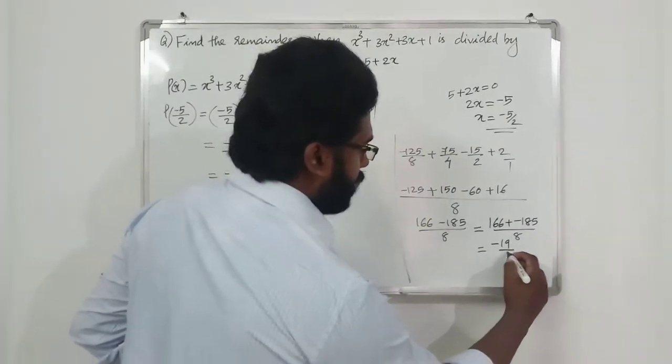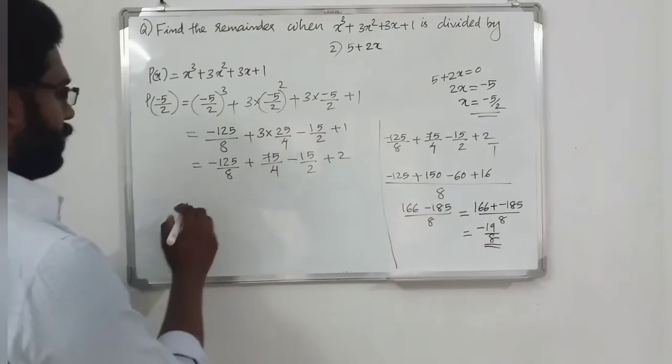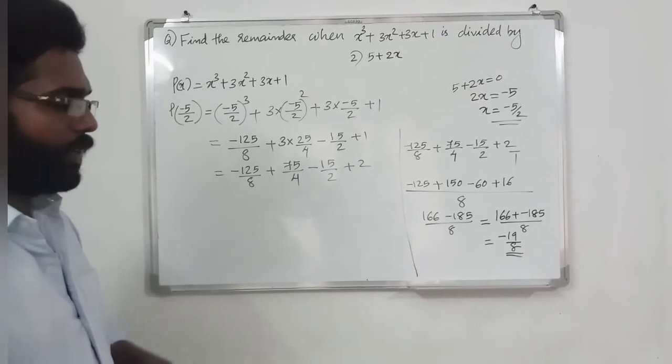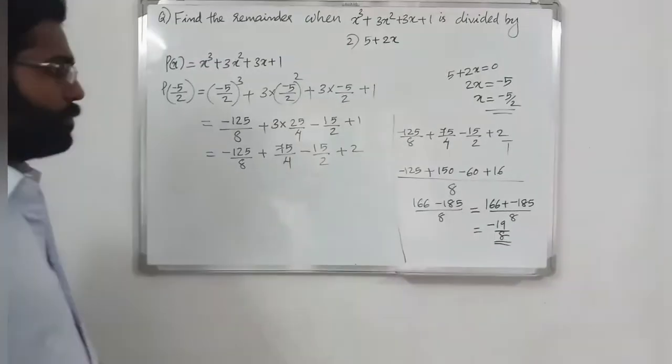Minus 19 by 8. Okay, that's the part. Our answer is minus 19 by 8.